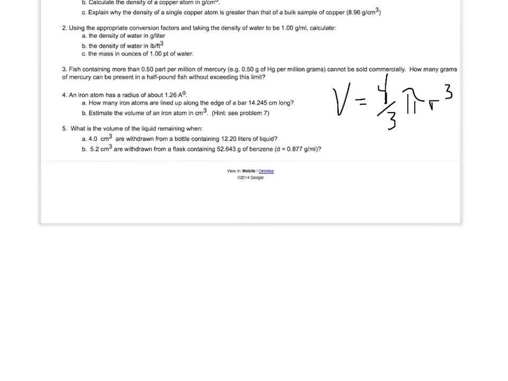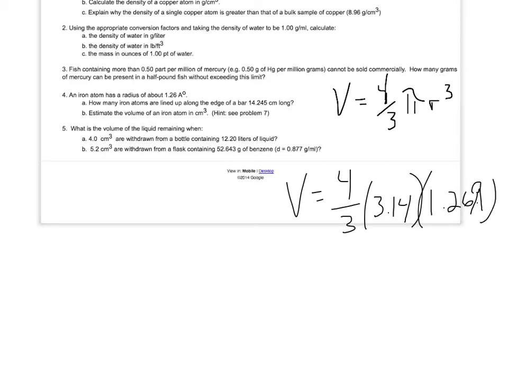That gives us volume is equal to 4/3 pi, and then our r value is 1.26 angstroms, and we're going to cube that value. Again, if I did my math correctly, I'm seeing a volume equal to 8.38 angstroms cubed. So now what we want to do is convert that to centimeters cubed.